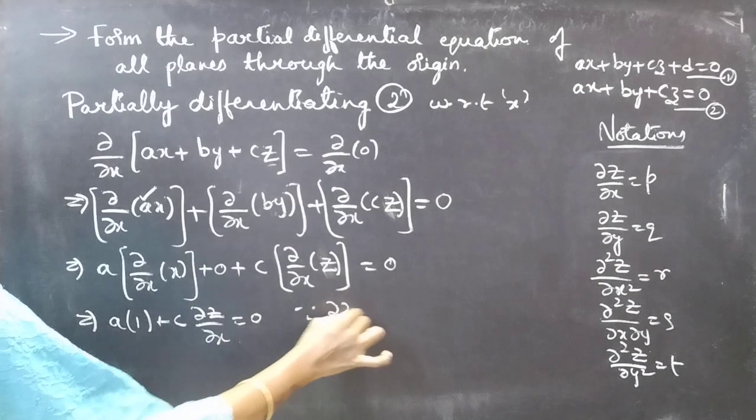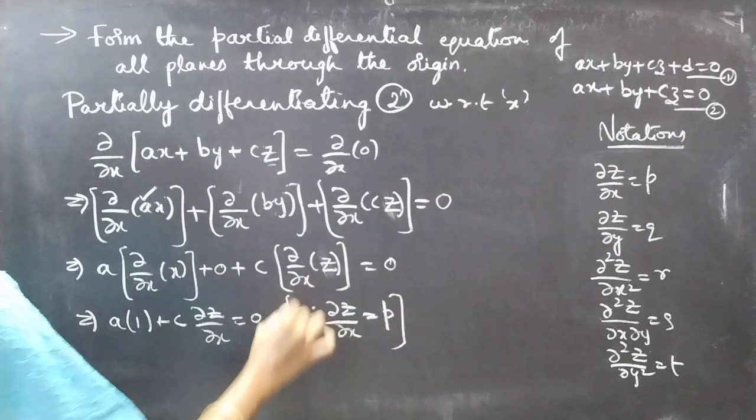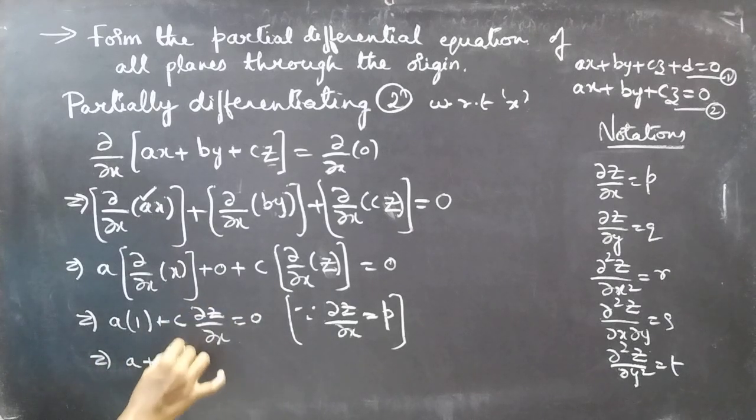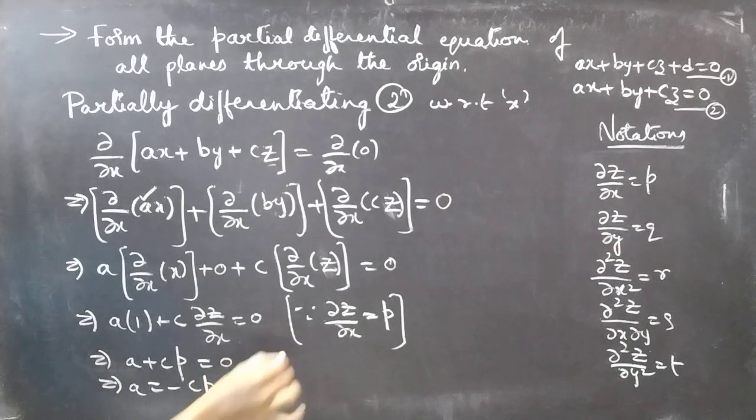Since we have the notation dou z by dou x equal to p, let's replace dou z by dou x here. You'll get a plus cp equal to 0, right? Or you can write a equal to minus cp. Consider it as equation number 3.